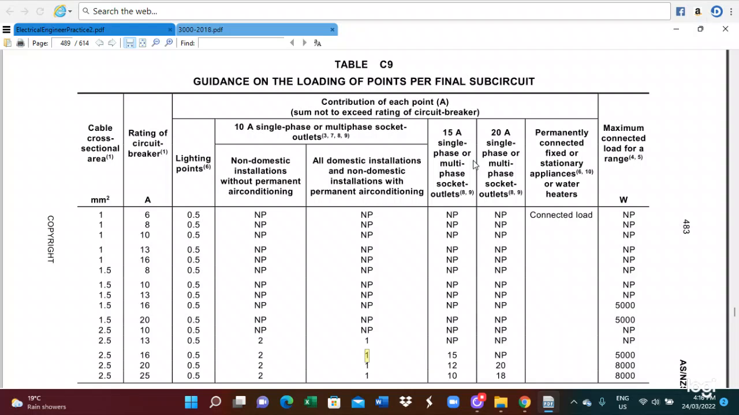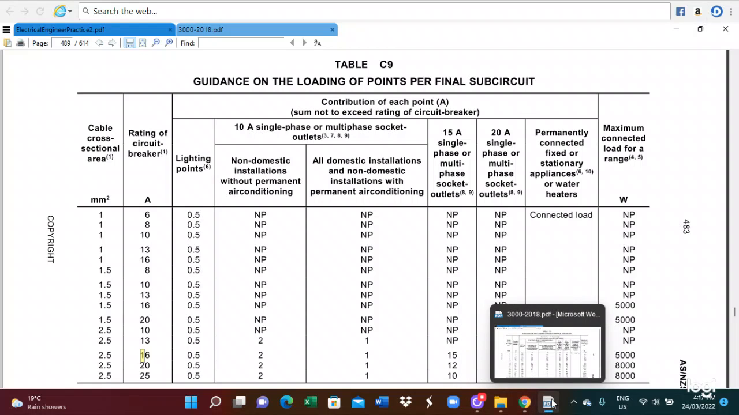And for the 15 ampere single phase socket out there, you can install the 15. And the 20 ampere single phase socket out there is not applicable. Maximum connected load up to 5,000 watt you can utilize. So this is the way if you use a 2.5 millimeter square cable and circuit breaker of 16, you have to utilize. In this case, you only utilize 0.5 as a lighting point.